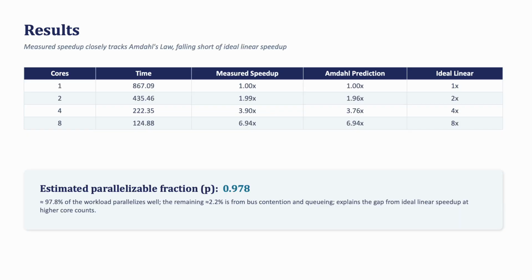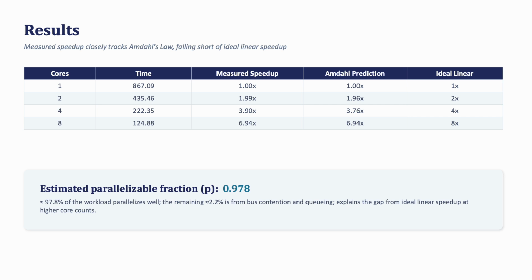So from that, I'll give you the results. The results are pretty simple, right? With one core, it was about 867 time units. With 2, 4, and 8 cores, the completion time actually drops. But then the key thing happens, and that's the speedup increases.